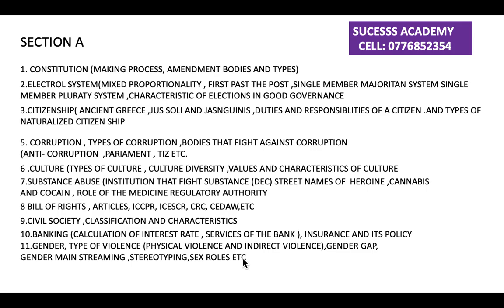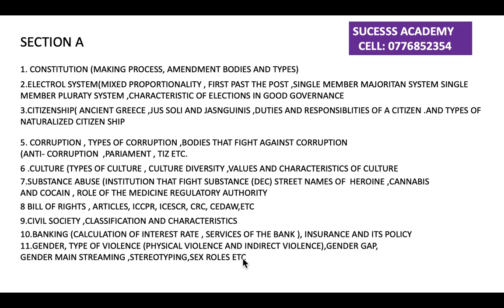And then also you need to know the institutions that address gender-based violence, like the Victim Support Unit, you have to know it, and also non-governmental organizations, like the Women's Lobby Group, and so forth. Even the Young Women Christian Association, you have to know that, okay? As you are preparing for question 11.